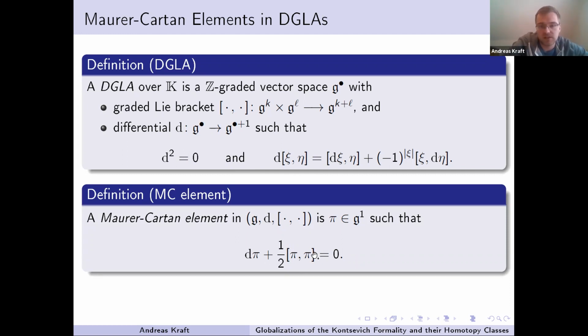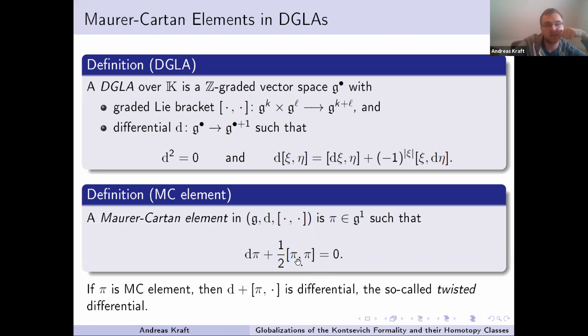And the nice thing is that we can twist with Maurer-Cartan elements. This equation here basically ensures that D plus the bracket with pi is again a differential, which is then called the twisted differential. We already saw one example in the last slide. This Fedosov differential was de Rham plus bracket with B. So it was the de Rham differential twisted with this B.